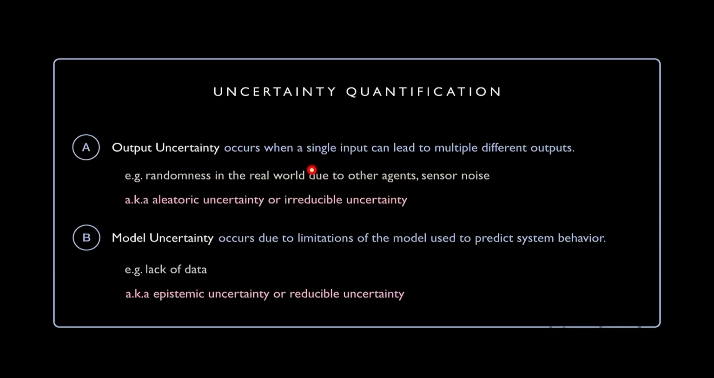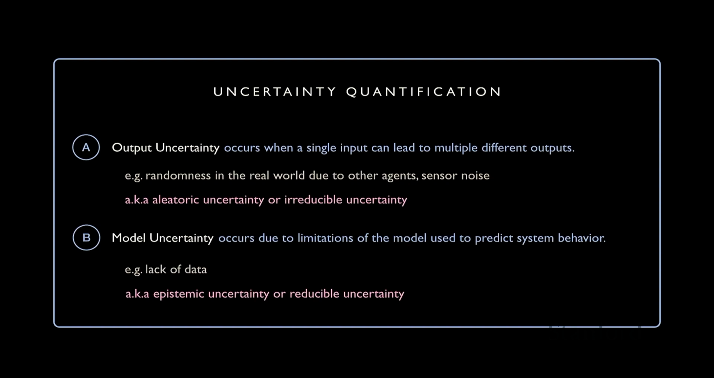So to summarize what you just said, output uncertainty occurs when a single input can lead to multiple different outputs. Maybe we have randomness in the real world due to other agents. So I know exactly where I am, but I don't know what these people are going to do. But I know that I don't know what these people are going to do. It's just not something that I can know. Or like the outcome of a coin flip, heads or tails. I know it's going to land heads or tails, and I'm not sure which one, but one of those is going to happen. And another common example would be sensor noise.